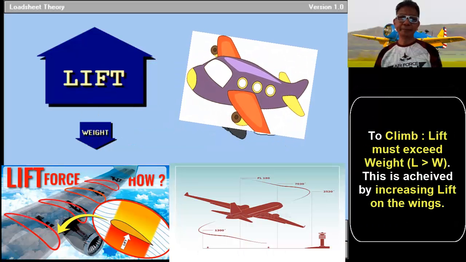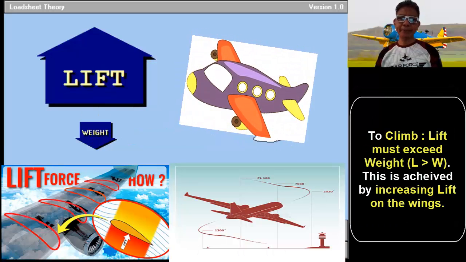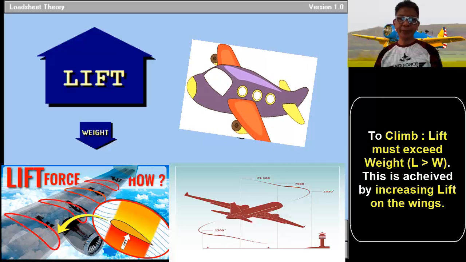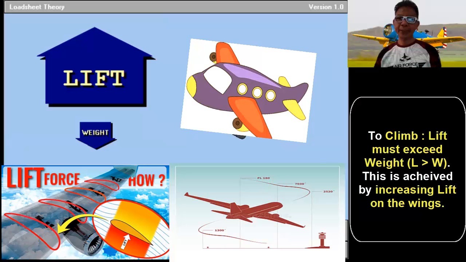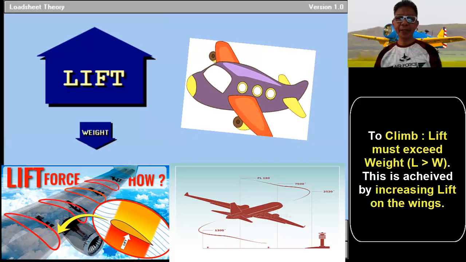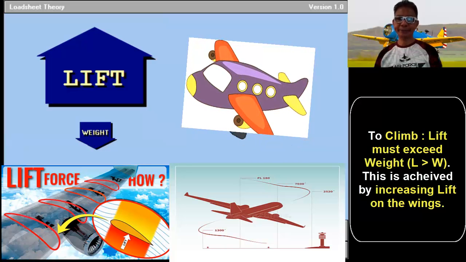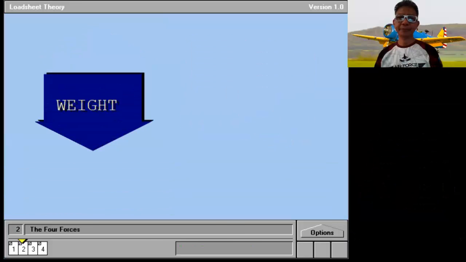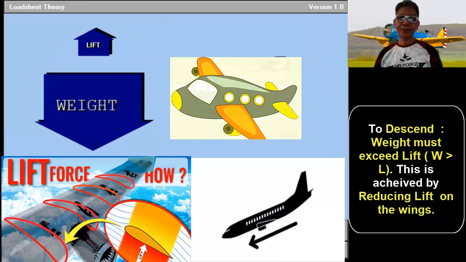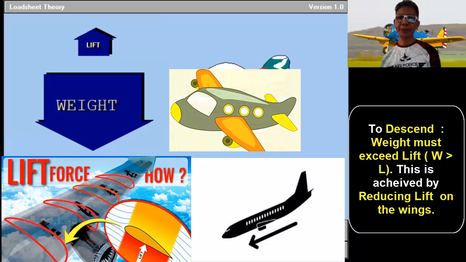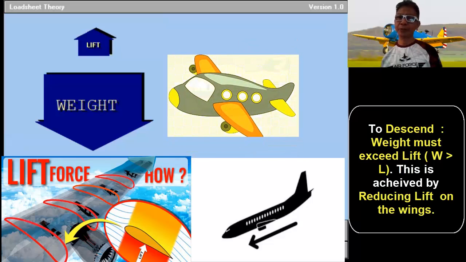To climb, lift must exceed weight. This is achieved by increasing lift on the wings. To descend, weight must exceed lift. This is achieved by reducing lift on the wings.